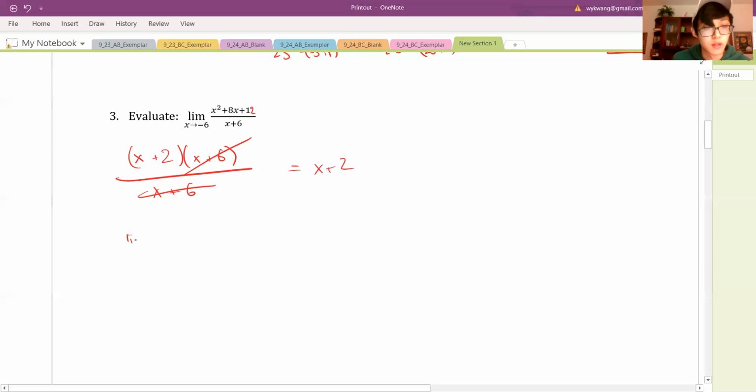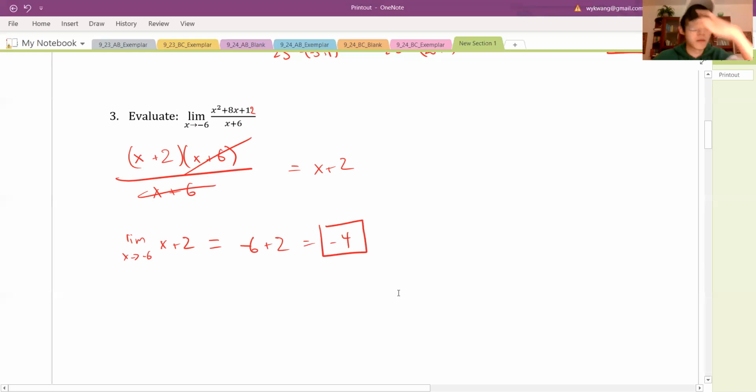So it's going to be the limit as x approaches negative 6 of x plus 2. Well, let's just plug it in. It's going to be negative 6 plus 2, which is equal to negative 4. Cool. I'll say this is an algebraic manipulation limit. So we can use algebra to solve for it. Great.